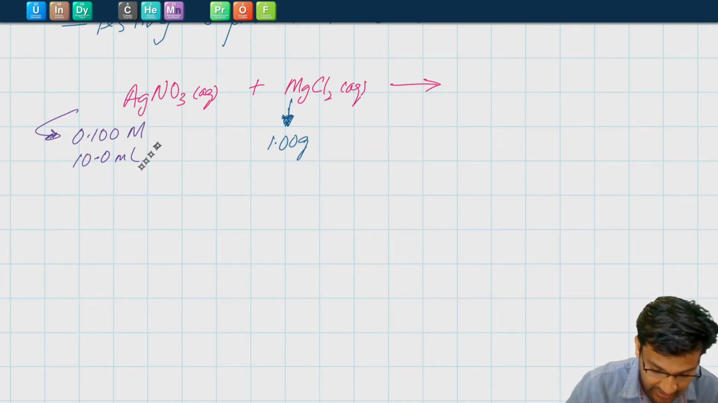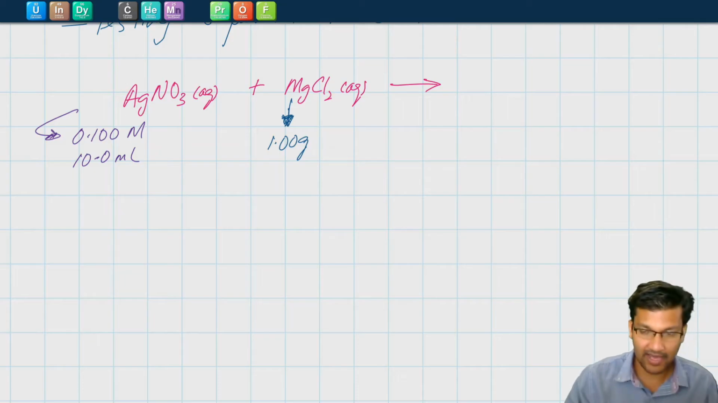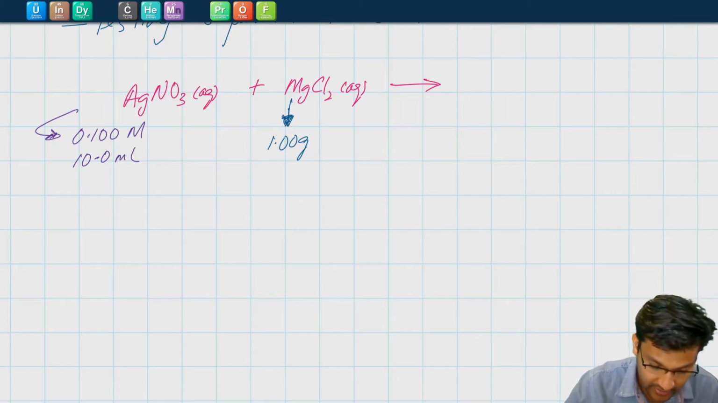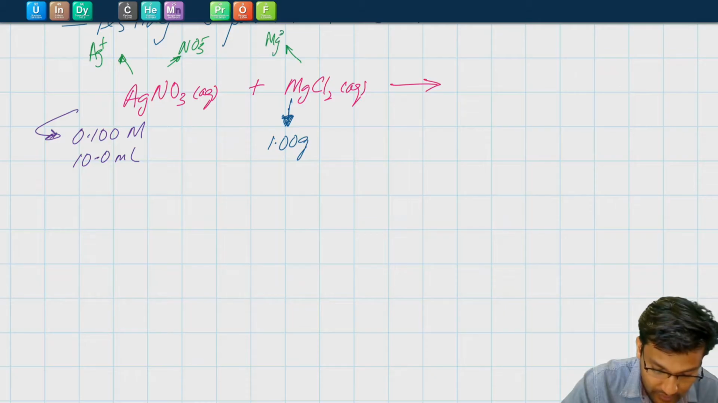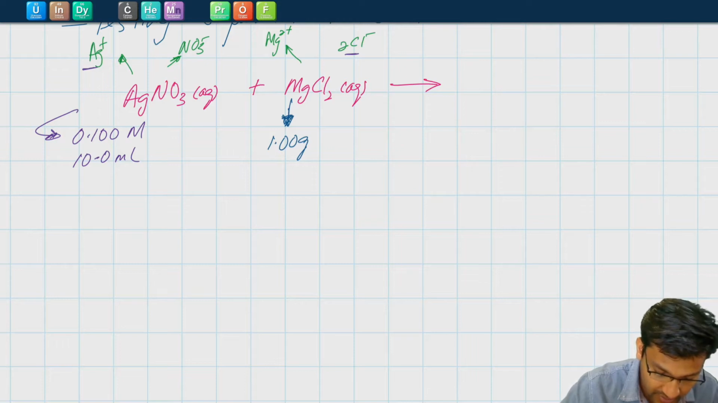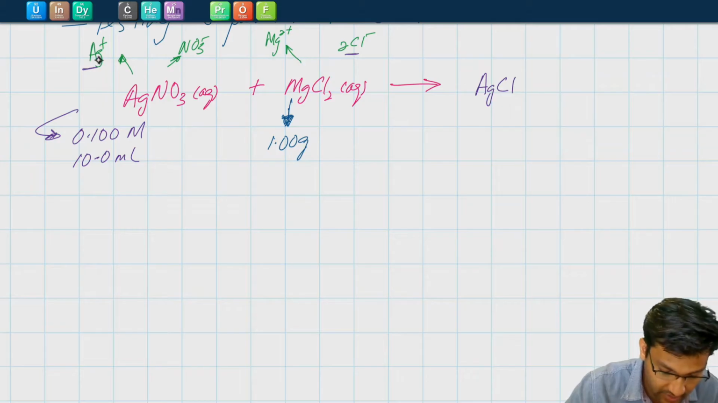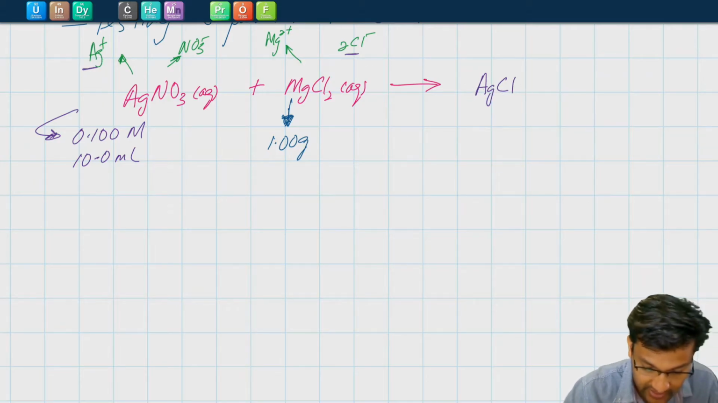A double displacement reaction would exchange the cations and the anions from your reactants into your products. So let's see what we'll get. For silver nitrate, if we divide it into its ions, we'll get Ag+ and NO3-, that's a nitrate ion. And for magnesium chloride, we get Mg2+ and 2 Cl- ions. So in a double displacement reaction, we'll take the cation from one compound and mix it with the anion from the other compound. So we'll get AgCl. One has a charge of +1, the other -1, so we just need one of each to make it balanced.